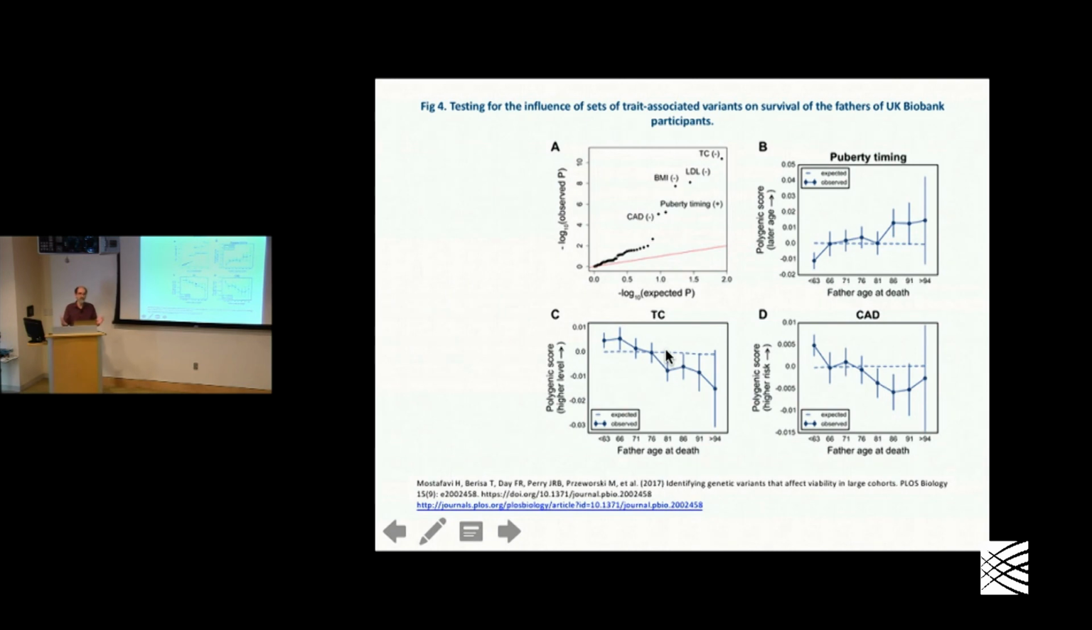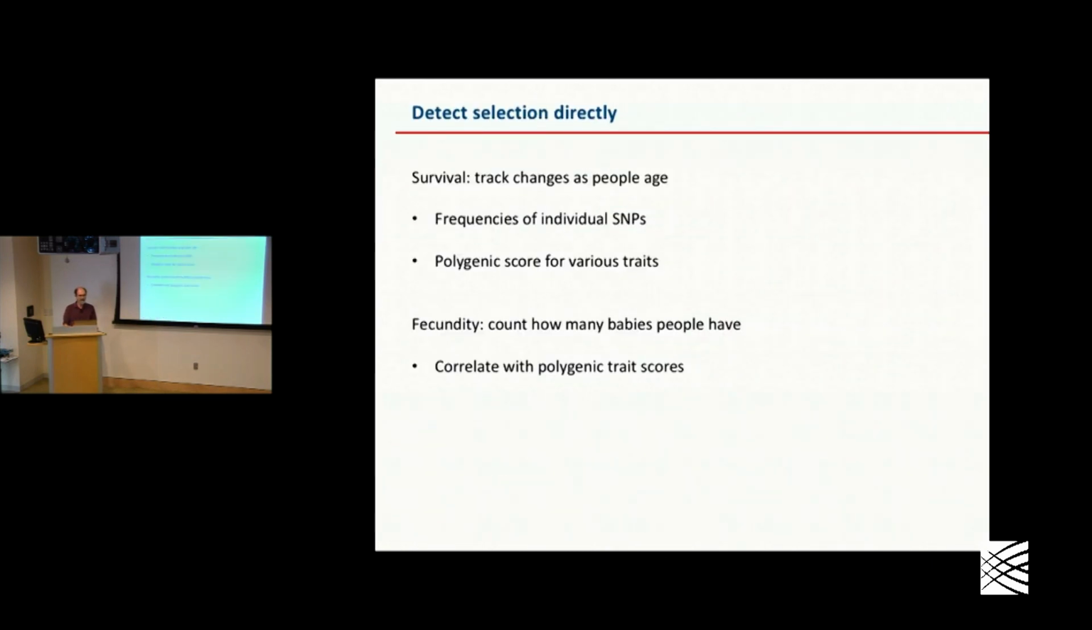And as we get larger and better data samples of younger people, we might be able to see more directly things that are influencing survival at earlier ages. But better is you can not only look at how long people live, but how many babies they have, what their fecundity is. And that's much more directly related to evolutionary success, because if you have more babies, then your genes are being passed on to more offspring, and they're more likely to spread in the population.